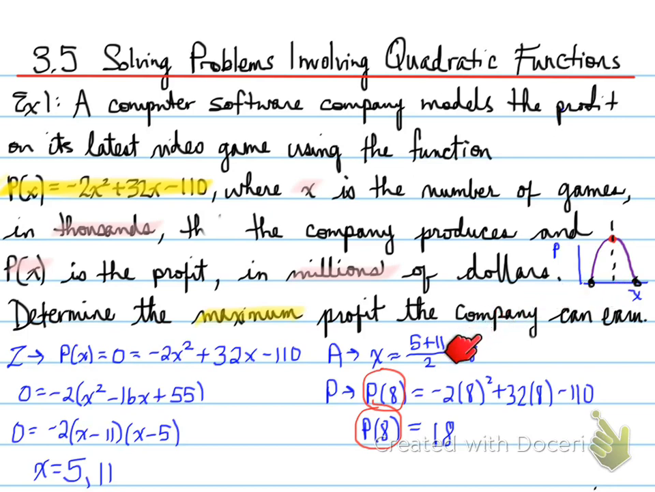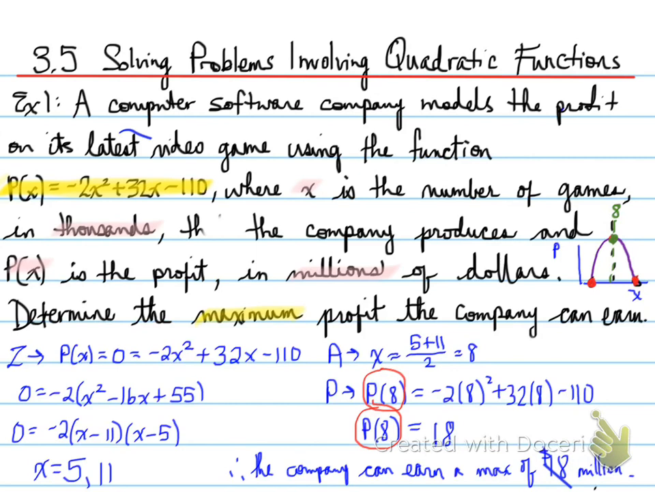We added them and divided by 2 to find out that at 8,000 games, the company makes a maximum profit of $18 million. And that's what we write in the therefore. The company can earn a maximum of $18 million. All right, moving on to the next part.